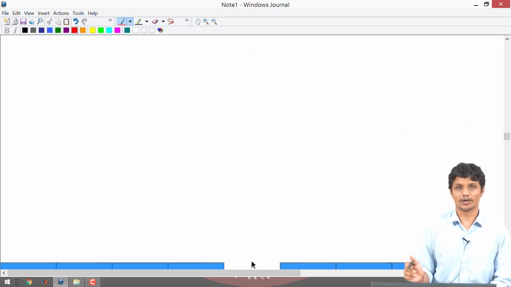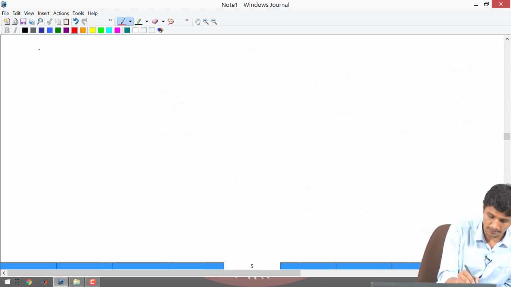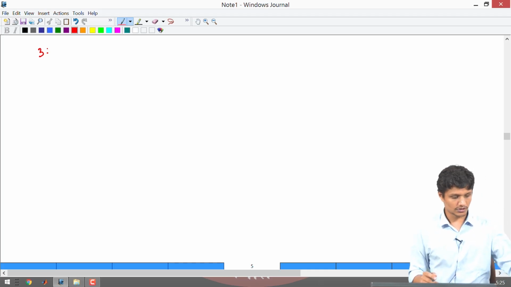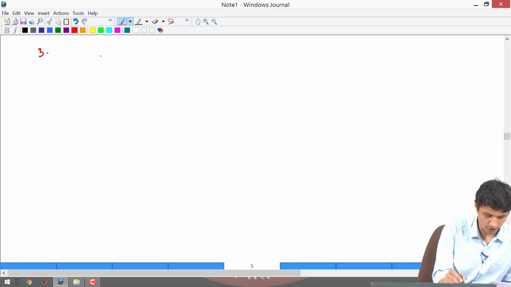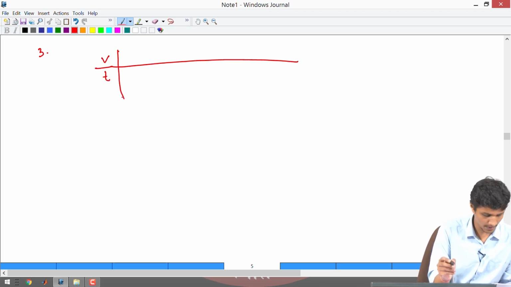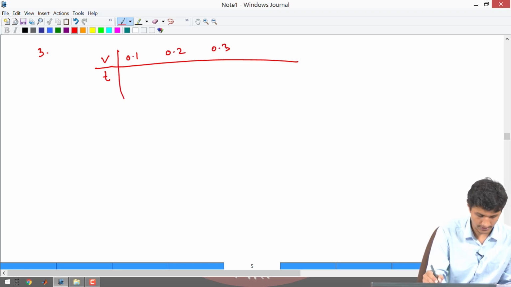Now I am going to solve the third question of this tutorial. In the third question, a leaf filter has an area of 0.5 meter square and operates at a constant pressure drop of 500 kilopascal. The following test results were obtained for slurry in water, which gave rise to a filter cake. The table is given here: volume versus time, 0.1, 0.2, 0.3, 0.4, 0.5.